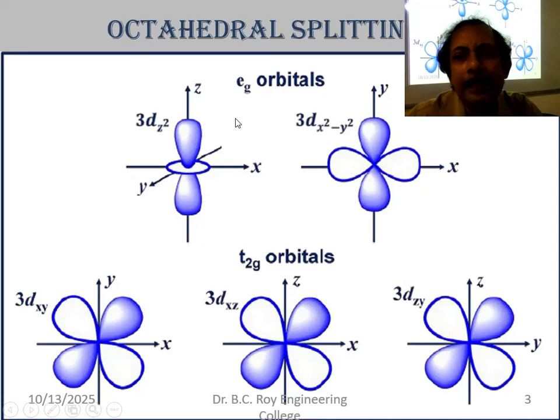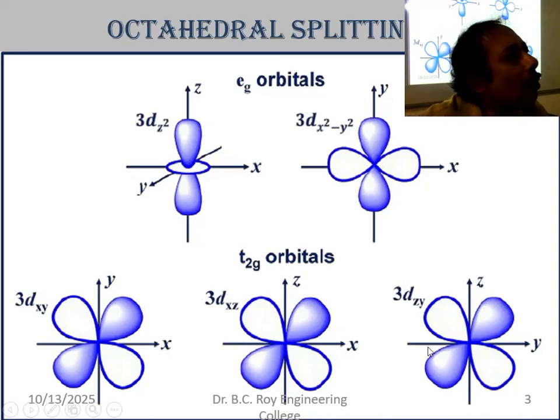So Eg are symmetric, T2g also symmetric, because d orbitals are symmetric as a whole. Wherever the d orbital goes, we call them symmetric, so that's why g is there. And T is for triplet state, and E is for doublet state. Accordingly, we call it T2g.